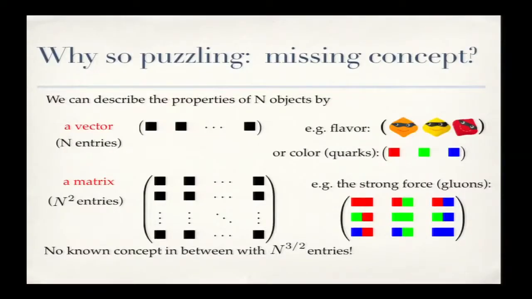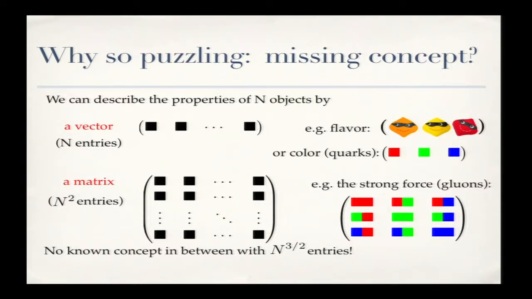And this is actually quite general. In general, when we have n objects, we know 2 ways of describing the properties of these n objects. For example, for some properties, it's appropriate to make a list. So we'd be describing that particular property by a vector. And we have 2 examples of that in the standard model of particle physics.